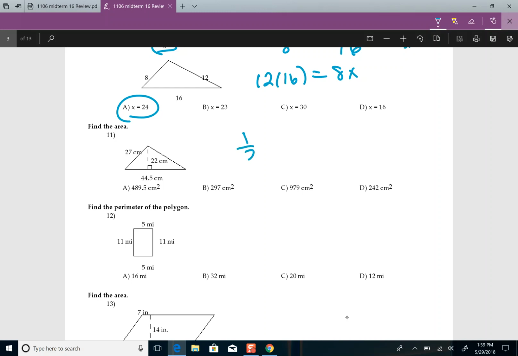So with area, I want to do 1/2 the base, which is 44.5, times the height of 22. Okay, so I'm putting this in my calculator. So I have 1/2 times 44.5 times 22, and it gave me 489.5. It was in centimeters. Now it's centimeters squared because it's area.